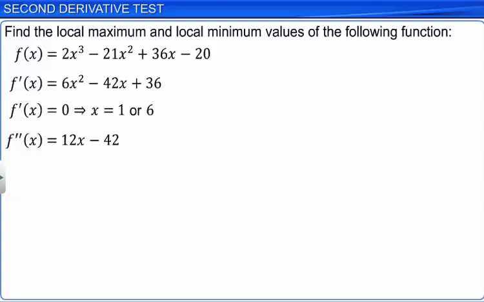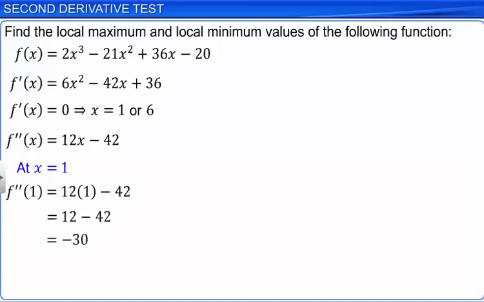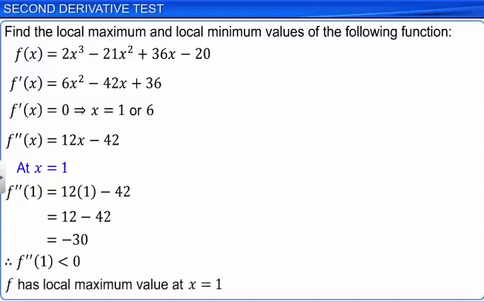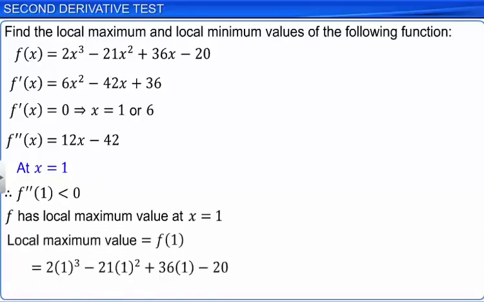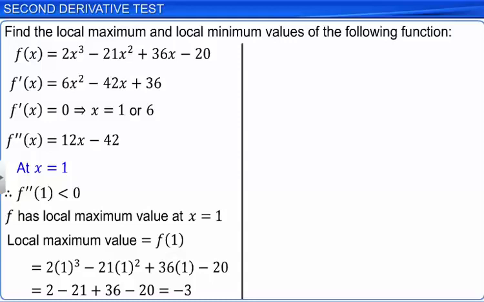Hence, the function has local maximum value at x equal to 1. Hence, the local maximum value of the function is minus 3. The value of the second derivative of the function at x equal to 6 is 30, which is a positive value. Hence, the function has local minimum value at x equal to 6. The local minimum value is minus 128.